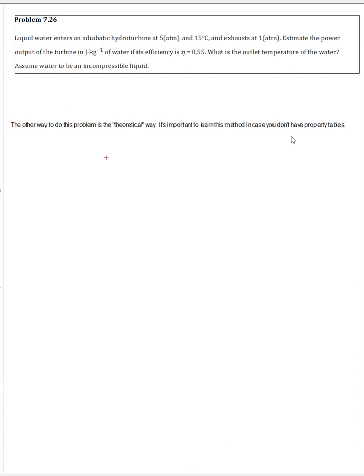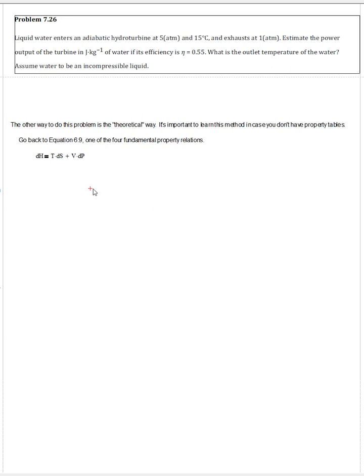But this is useful if you do not have access to property tables like we do for water. And so this goes back to the fundamental property relations for chapter 9. Just to refresh yourself, we've got liquid water coming through this turbine, and it exhausts at 1 atmosphere. We don't know the temperature. We're asked to calculate the power output if the efficiency is 55%, and we're also asked to find the outlet temperature of the water.